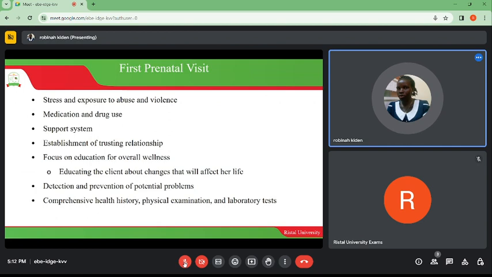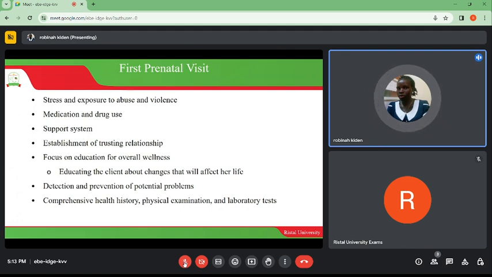So, first prenatal visit. In the first prenatal visit, information is gathered from the mother on stress and exposure to abuse and violence. We find out from the mother whether there are any stresses that she is going through, or generally whether she is being abused. Is there any kind of violence that is happening to the mother?